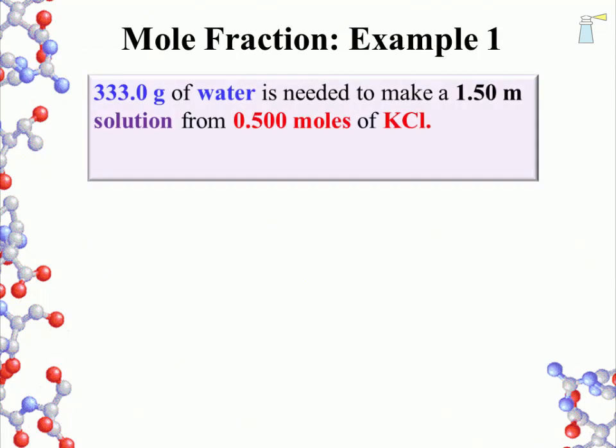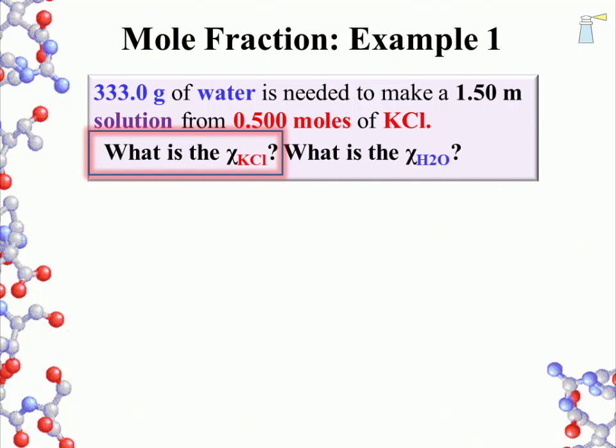First example: 333.0 grams of water is needed to make a 1.50 molal solution from 0.500 moles of potassium chloride. What is the mole fraction of the potassium chloride? What is the mole fraction of the water? This problem can be considered a follow-up question to the example problem covered in molality as a conversion factor, since it uses the same compounds and the same values.